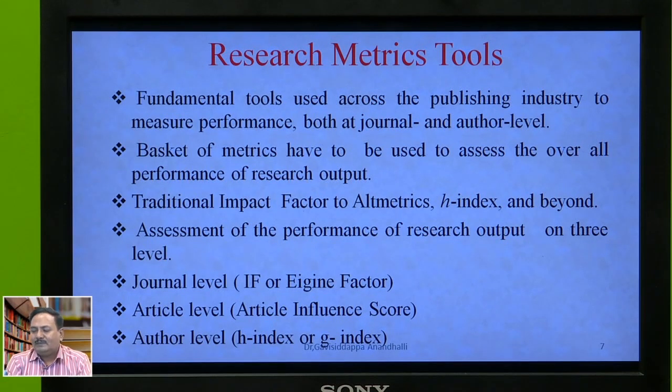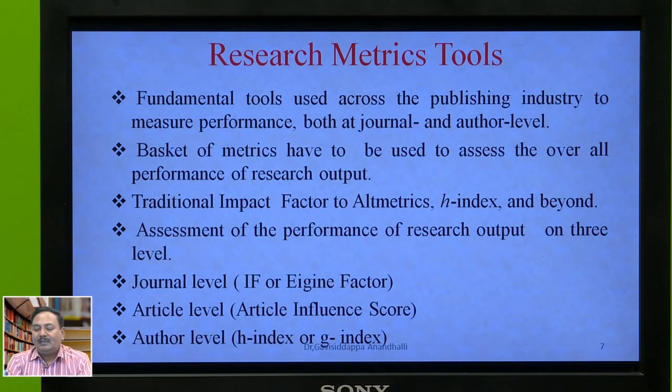Assessment of performance of the research output at 3 levels. We can do the assessment of research publications at 3 levels. One is the journal level: which journal seems to be the most productive journal, highly cited journal, high quality journal. How are you going to assess this journal? It can be done with the help of the impact factor, or you can use the Eigenfactor, or even the CiteScore for assessing the journal, its quality or its impact.